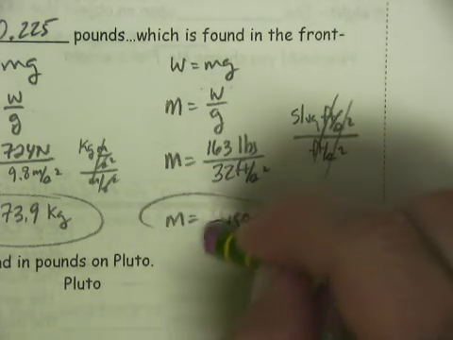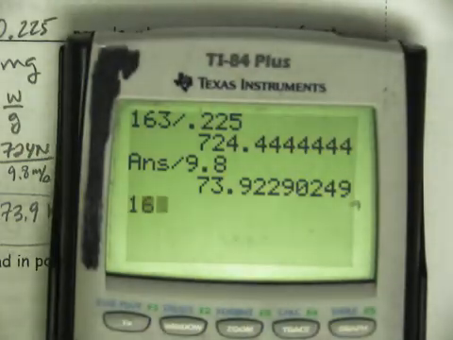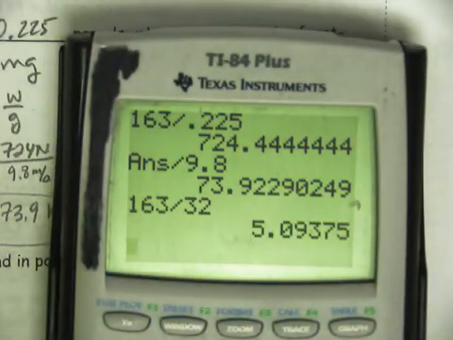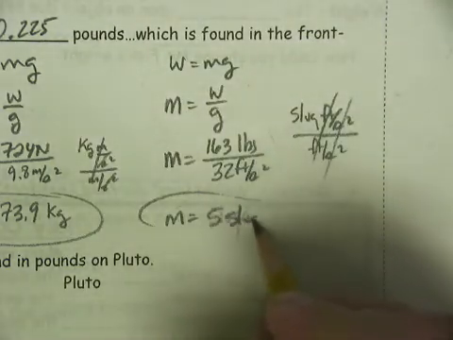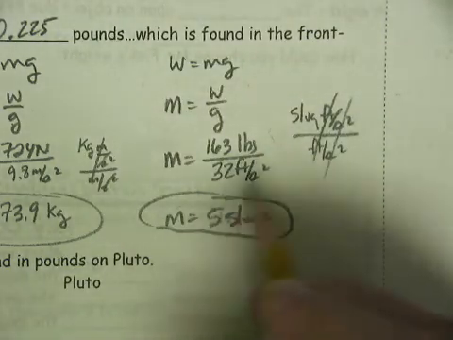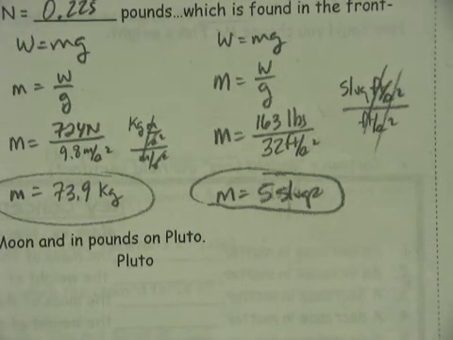So how about I divide those numbers out first? So 163 divided by 32 gives me right at about 5 slugs. So your mass is either 73.9 kilograms or 5 slugs.